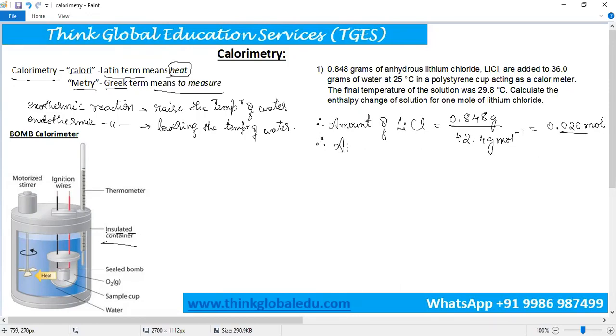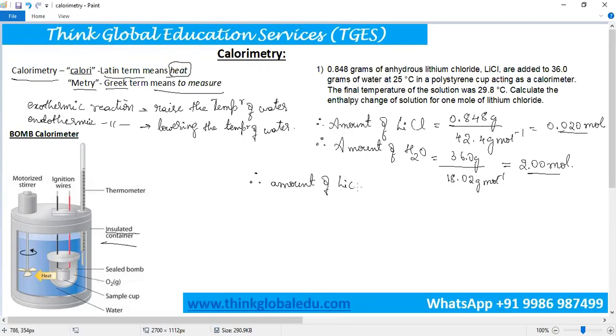And the next reactant is the water. Therefore, the amount of water will be equal to 36.0 gram divided by 18.02 gram per mole, which will be equal to 2.00 mole. So now we have to take the ratio of the amounts of lithium chloride and the water, which will be equal to 0.02 mole divided by 2 mole, that is 0.01.